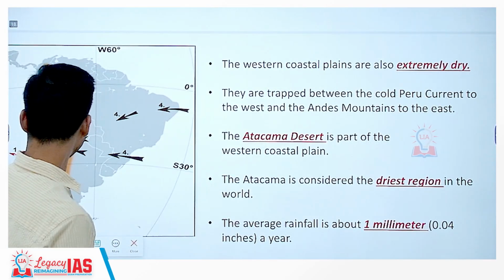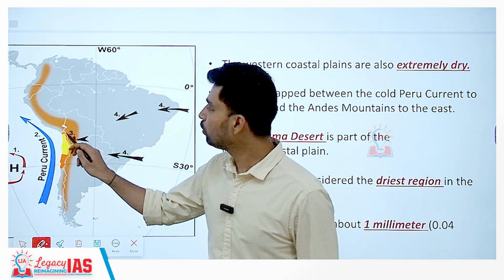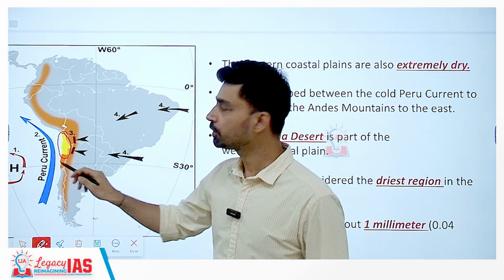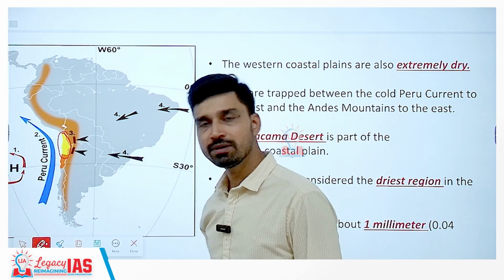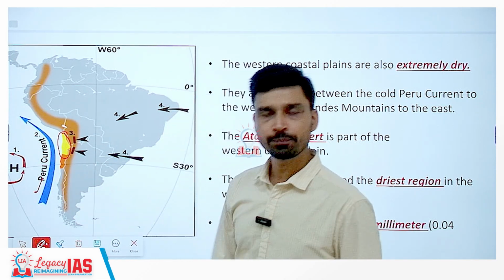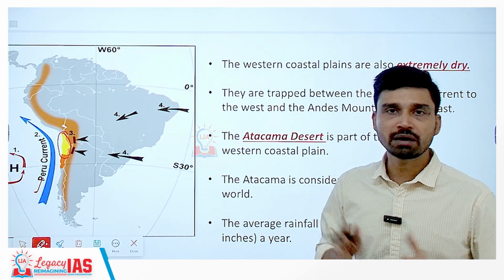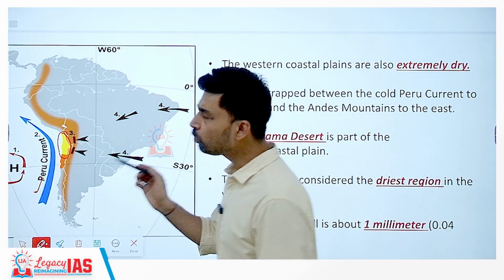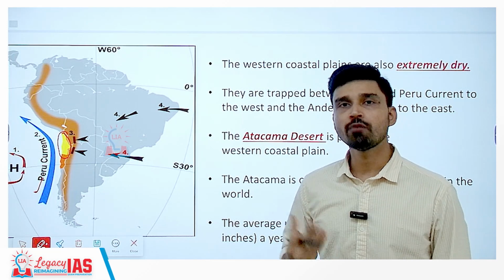If you take a look at the western coastal plain of South America, this yellow region represents it. It is situated between the Andes mountain range in the east and the Pacific Ocean on the west side, and along the coast you have the flow of an oceanic current called the Peru current, also sometimes referred to as the Humboldt current after its discoverer, Alexander von Humboldt. Now, the Peru or Humboldt current is a cold current. So if a cold current is flowing along the coast, obviously what will happen?